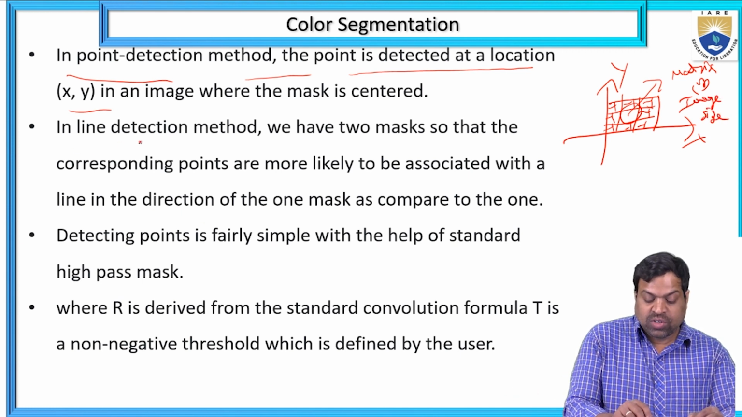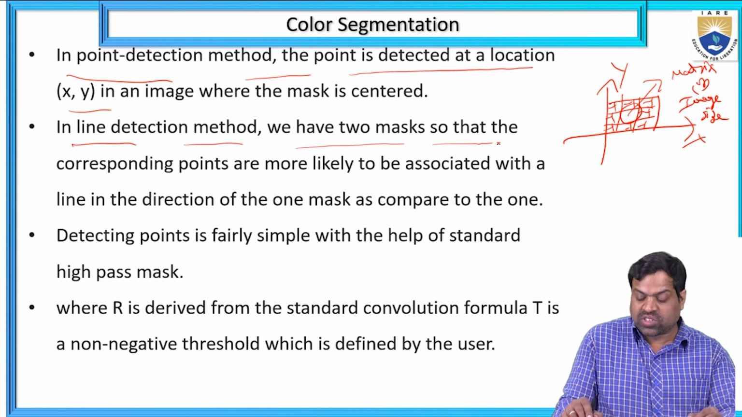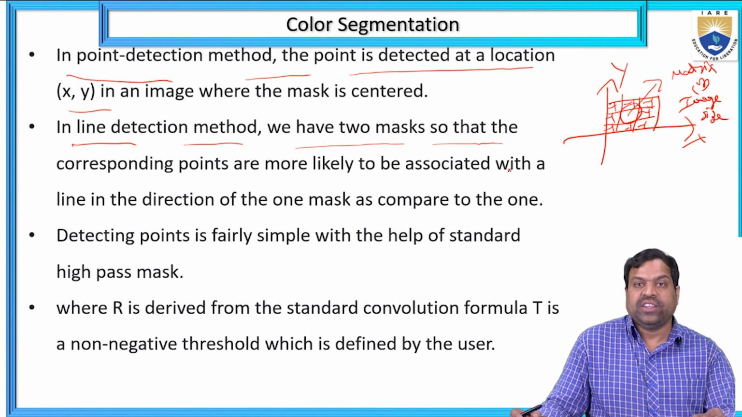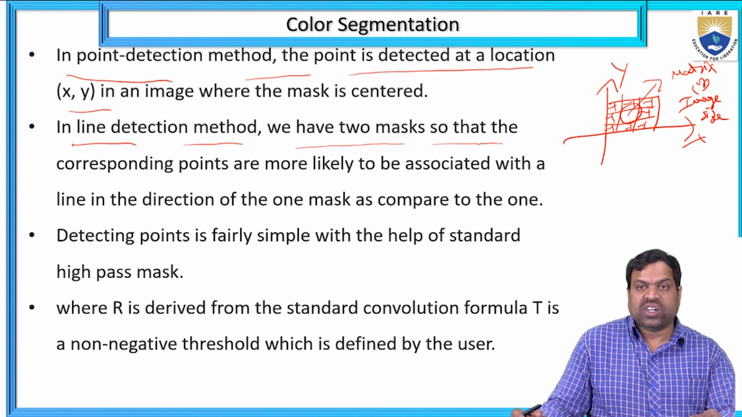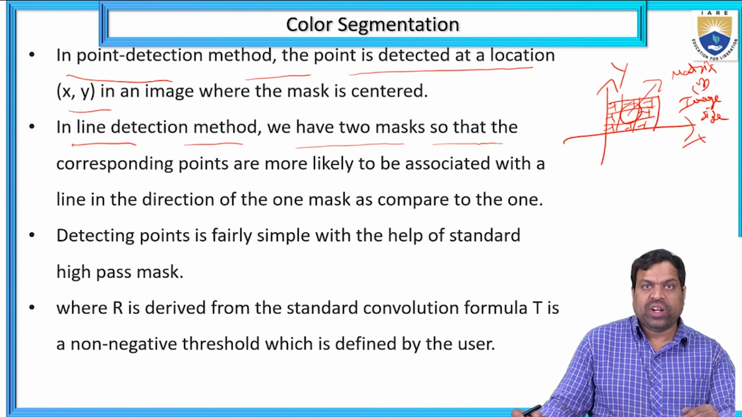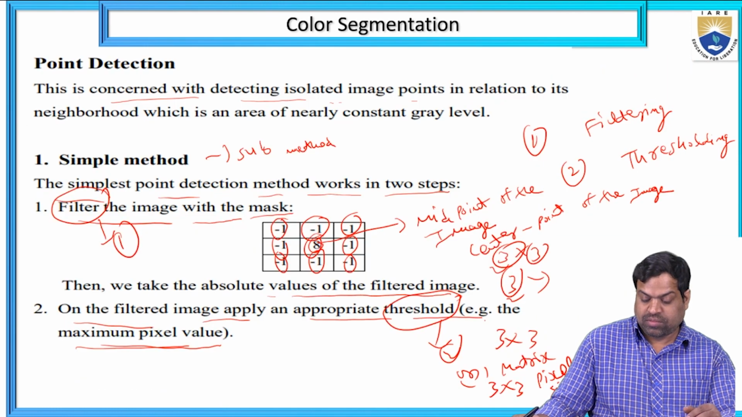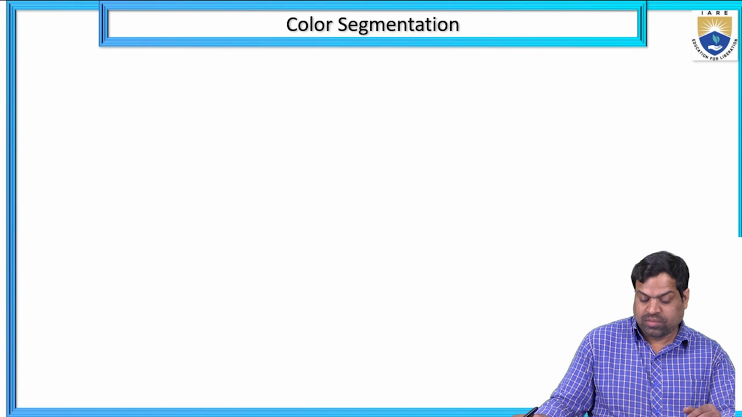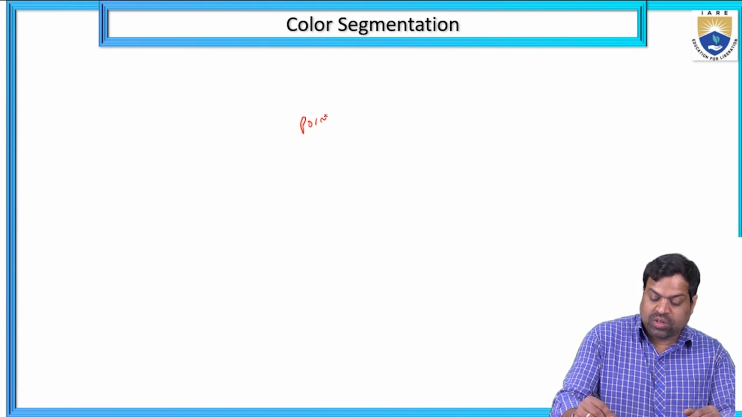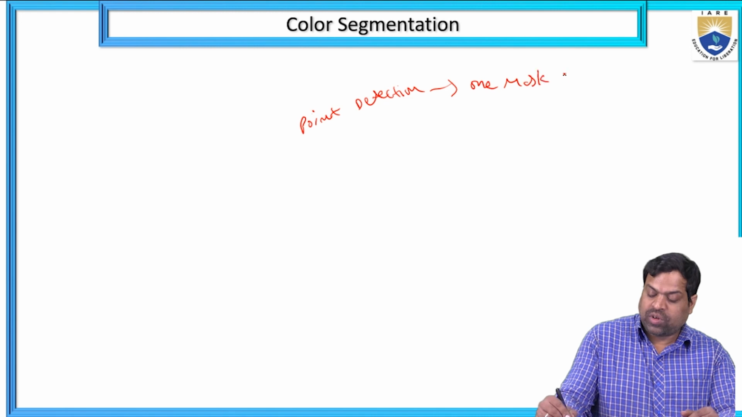In the line detection method, we have two masks so that the corresponding points are more likely to be associated with the line in the direction of one mask as compared to the other one. Detecting points is fairly simple with the help of standard high pass masks. So when I go to point detection, one mask is enough.